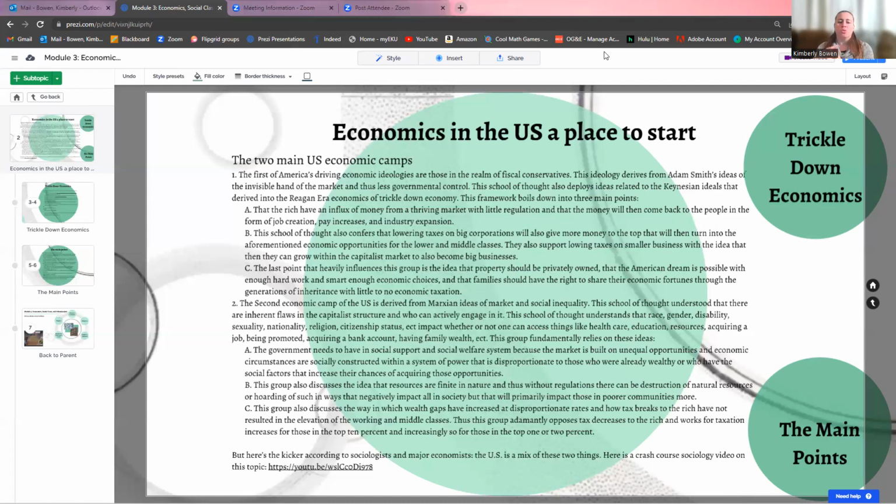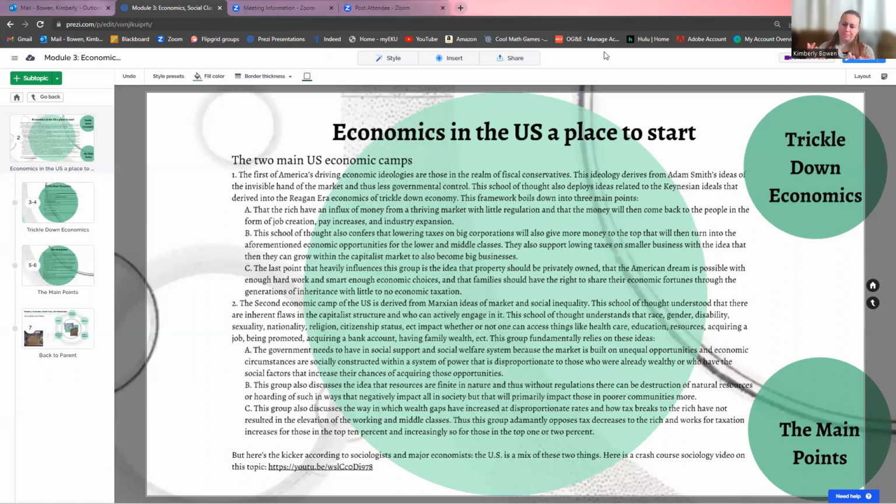This school of thought also holds that lowering taxes on big corporations will give more money to the top, and that will again turn into the aforementioned economic opportunity. So again, that's job creation, pay increases, industry expansion. And then the last point that heavily influenced this group is the idea that property should be privately owned, and that the American dream is possible with enough hard work and smart enough economic choices, and that families should have a right to share their economic fortunes through generations of inheritance with very little economic taxation.